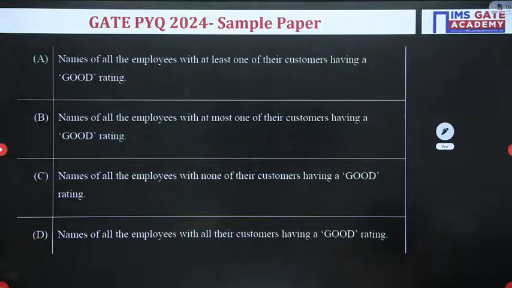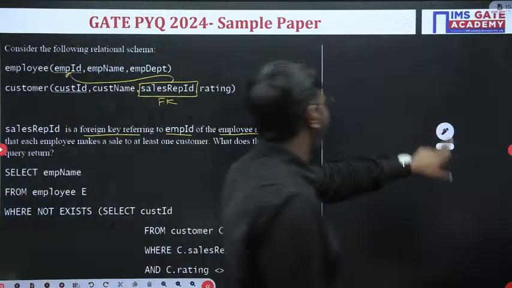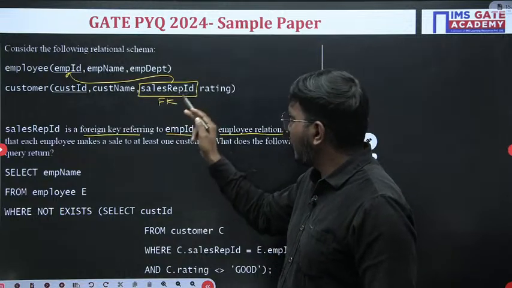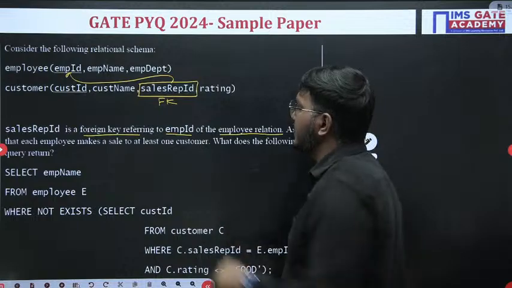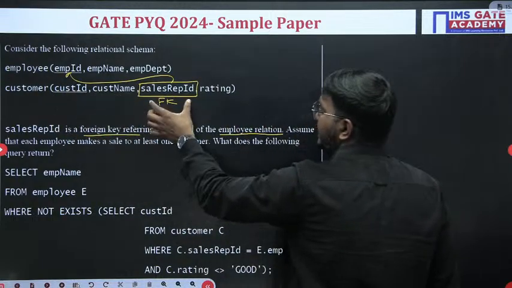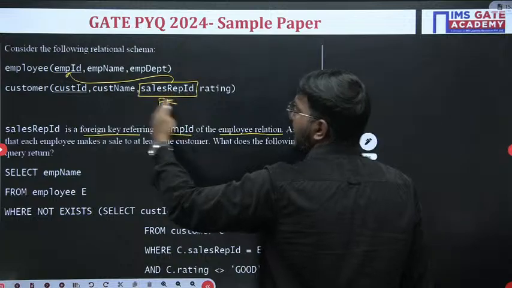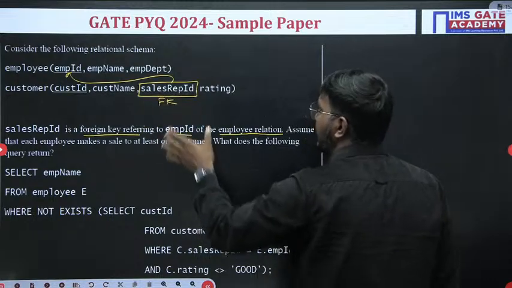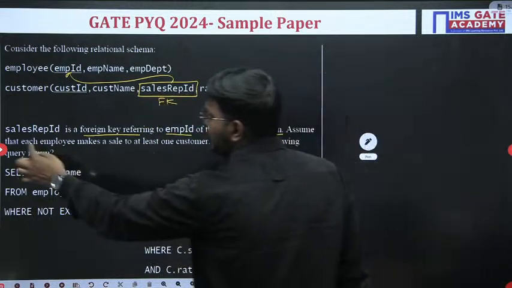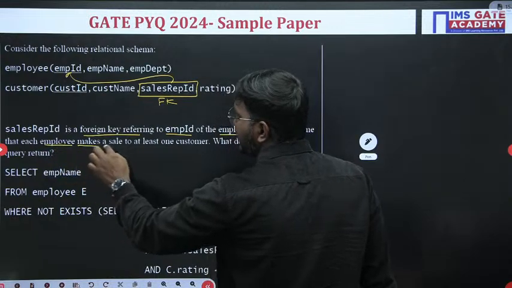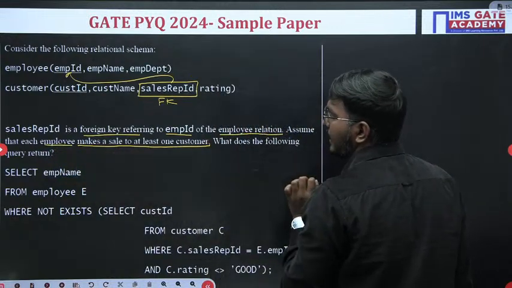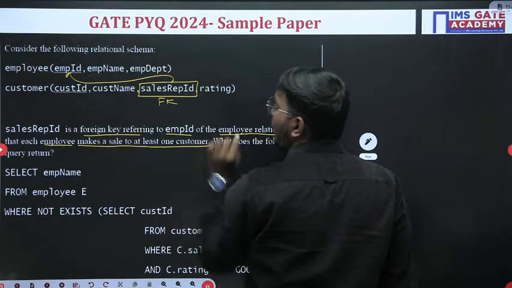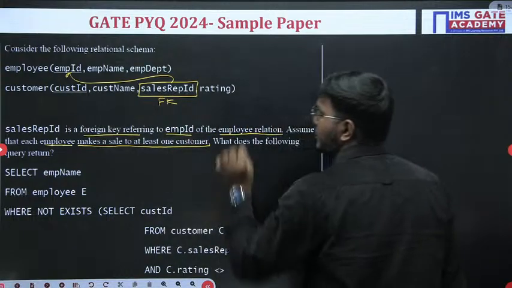Okay, let's discuss here. Now it says this sales representative ID is a foreign key referring to this employee ID. It means for every customer we have a sales representative, whoever is handling or servicing the customer, and that employee ID is in this column. Now it says assume that each employee makes a sale to at least one customer. Whatever employee is in this employee ID, every employee must have at least one serviced customer.